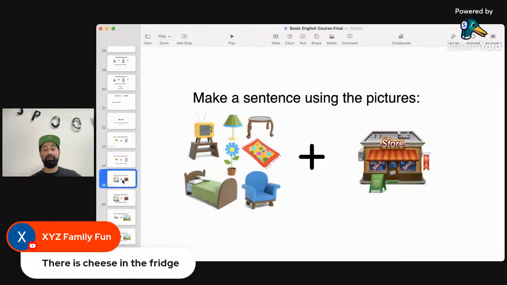Okay, so we're getting a little bit more difficult now. Look at the left side and then tell me where it is. So we've got the location on the right side. Location's easy because you can see it's written on the picture. But the left side is a little bit more difficult. Please make a sentence using these pictures.